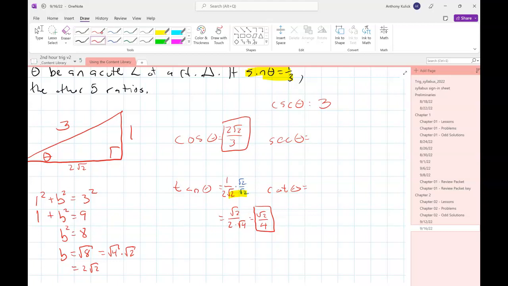Secant should be 3 over 2 square root 2, which again, we'd have to rationalize those denominators. I'm going to skip showing the work there on that step. Is that okay with you guys? It's like the same work as before. And then cotangent. Yeah, just 2 square root 2.